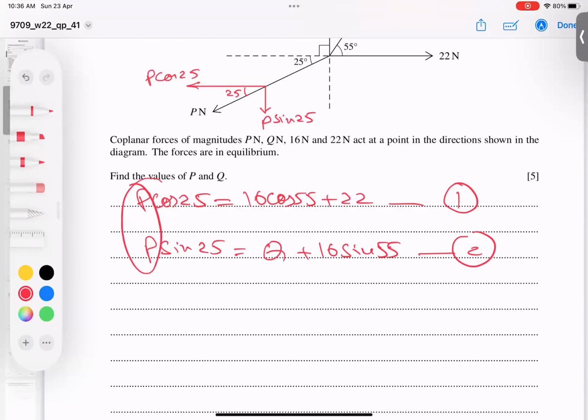Now, I have two unknown variables, Q and P. How do I get rid of P? If I divide them, P will cancel out. It is a very clear approach because sin above and cos below becomes tan. All of you know it, tan. So I'm dividing equation two by equation one.